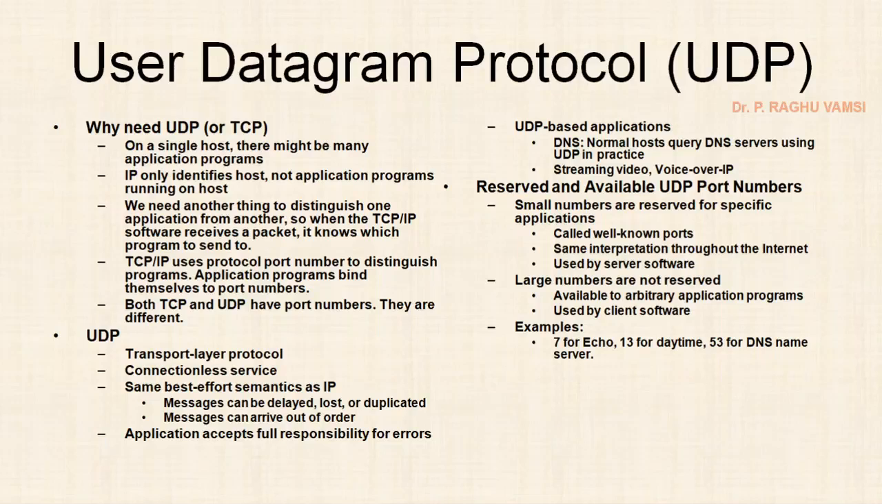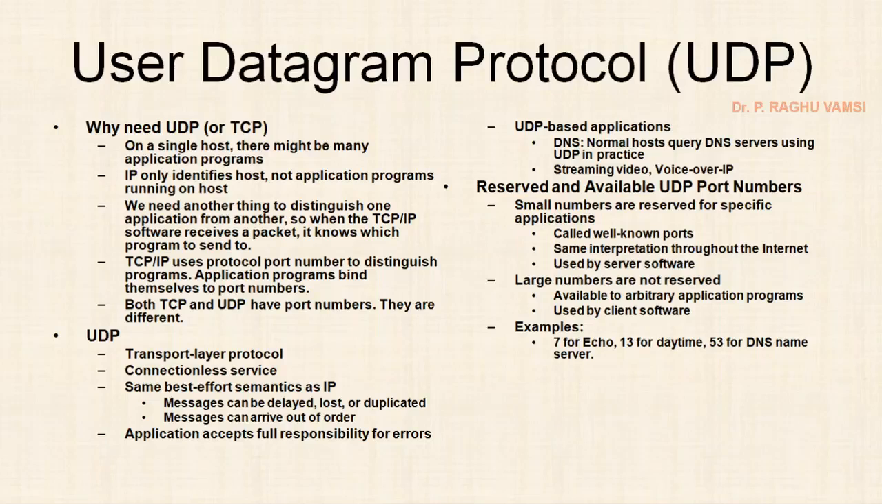UDP is a transport layer protocol, and it is a connectionless service. That means the sender and receiver need not be ready to communicate beforehand. That is the reason it is said to be a connectionless service. It has the same best effort semantics as IP. IP is also stateless, or you can say connectionless, because IP does not have the capability of identifying routes.